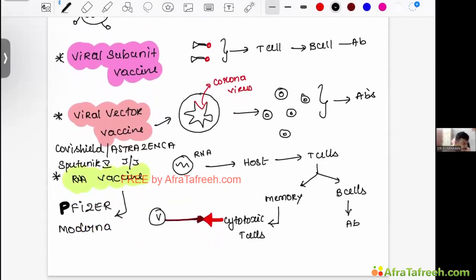What is recombinant DNA vaccine? Zydus Cadila, right? Zydus Cadila is a DNA vaccine. Protein subunit vaccine is Novavax. Okay, so these are a few important things we have to know here.